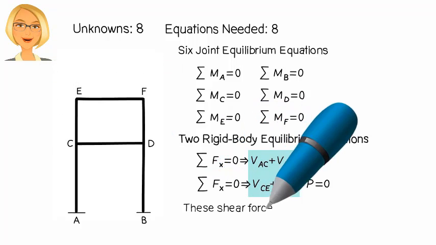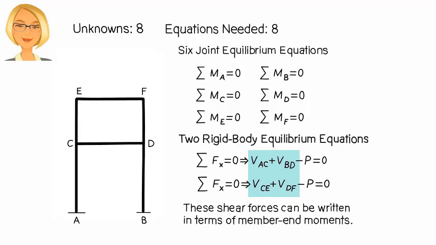Since we can express these shear forces in terms of member end moments, all 8 equations can be written in terms of the unknown slopes and deflections. We can then solve the equilibrium equations simultaneously for the unknowns. Once the slopes and deflections are determined, we can calculate the member end moment and shear forces and determine support reactions. Let's go through an example to see this process in action.